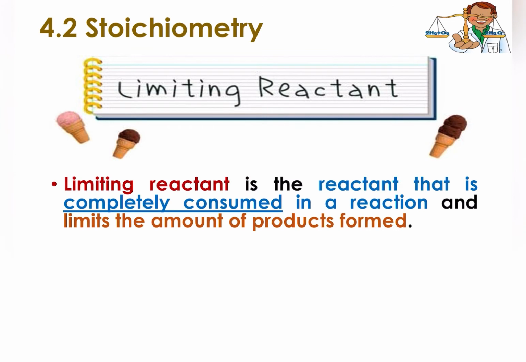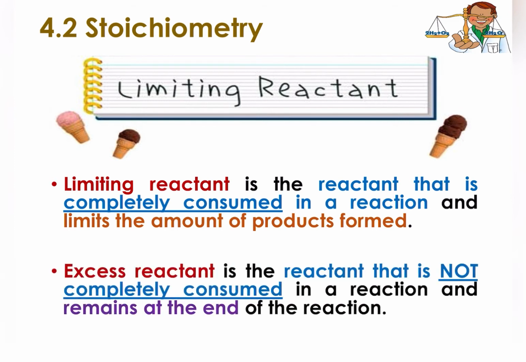So limiting reactant is the reactant that is completely consumed in the reaction and it limits the amount of the product formed. It means that at the end of the reaction, limiting reactant tiada baki. Dia memang completely consumed. And the next one, you are going to be introduced with the term excess reactant, which is the reactant that is not completely consumed in a reaction and it remains at the end of the reaction. So ada dua jenis reactant lah yang awak perlu tahu.